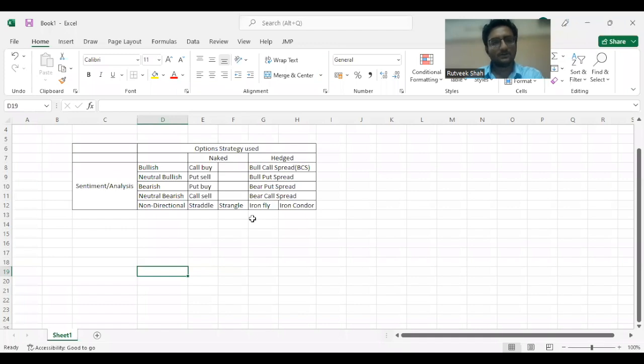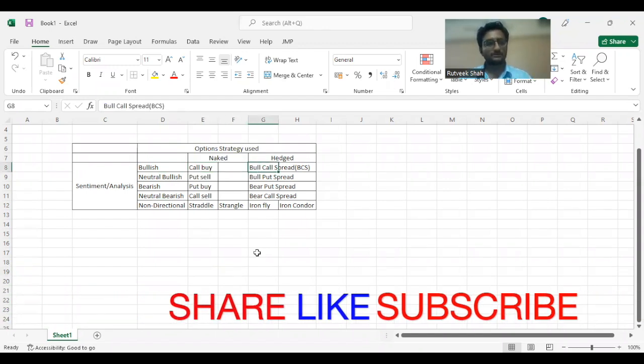So firstly, the option strategies are divided in the following ways. The normal bullish, that is basically how you can execute a bullish view through an option strategy. And that can be executed via a naked option strategy, that is just a simple call buy, or it can be executed through a hedge strategy, that is a bull call spread.